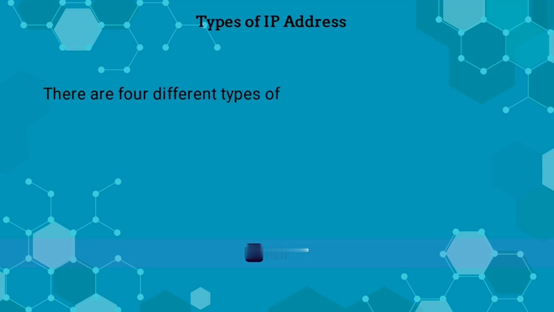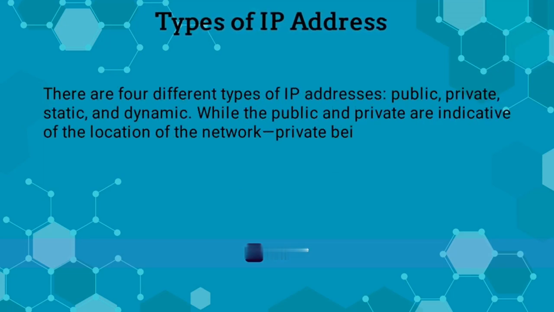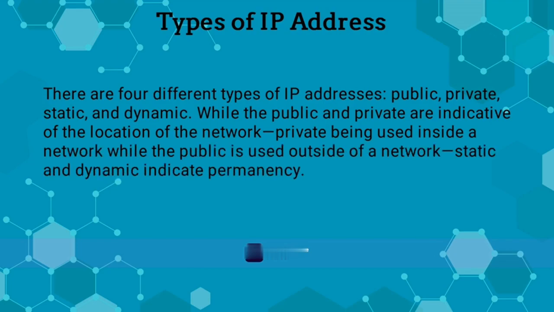Types of IP addresses. There are 4 types of IP addresses: public, private, static, and dynamic. Public and private are indicative of the location of the network, private being used inside a network while public is used outside of a network. Static and dynamic indicate permanency. A static IP address is one that was manually created as opposed to having been assigned. A static IP address also doesn't change, whereas a dynamic IP address has been assigned by a DHCP server and is subject to change.